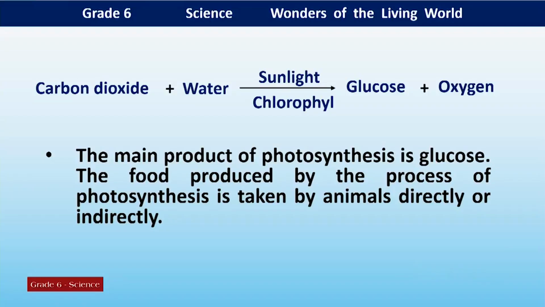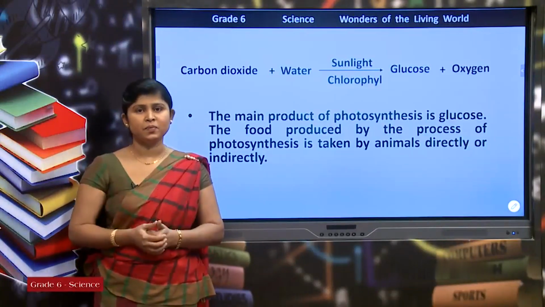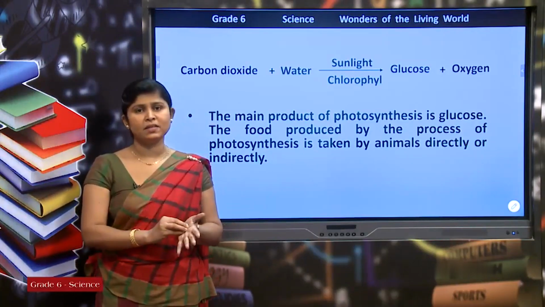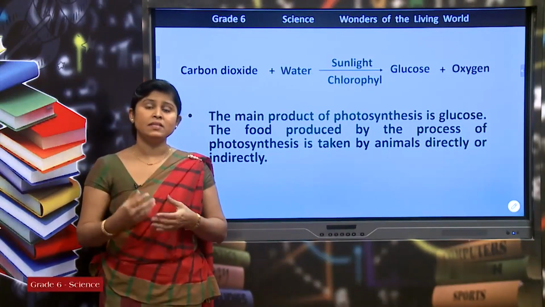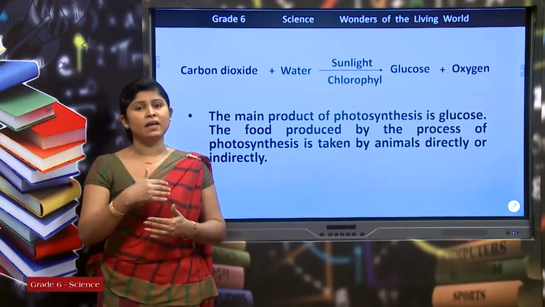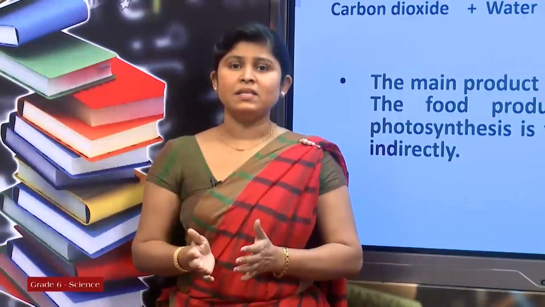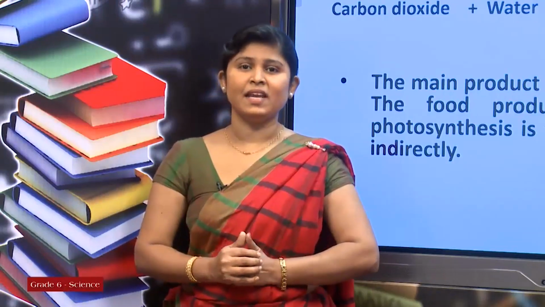The food produced by the process of photosynthesis is taken by animals directly or indirectly, right? My dear children, you know that the plants can produce food. The animals can't produce food. So, the animals depend on the food produced by the plants directly or indirectly. Sometimes the animal takes the plants straight away, and sometimes they take other animals as their food. So, the animals depend on the plants directly or indirectly. I think you can understand it well.